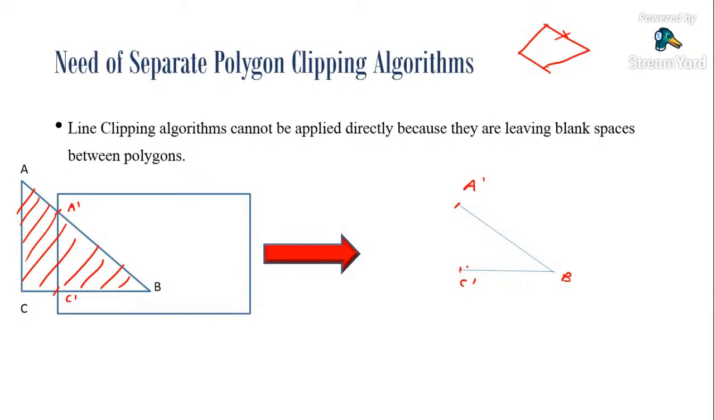But remember, whenever you clip a polygon, the output is also a polygon. If we are cutting paper, it never happens that the paper will be hollow, meaning we only get edges. We will get a polygon after clipping also. Hence, this problem occurs. Because of that, we cannot use line clipping algorithms as they are for polygon clipping. Hence, we require separate polygon clipping algorithms.